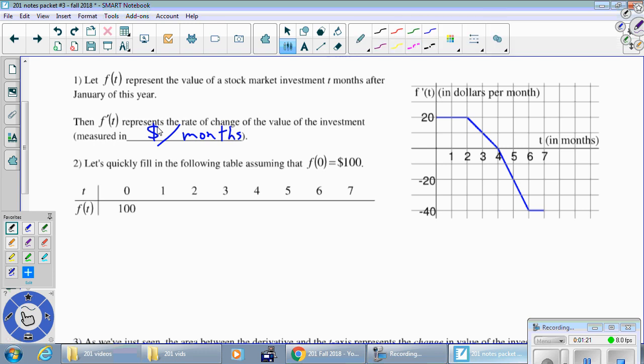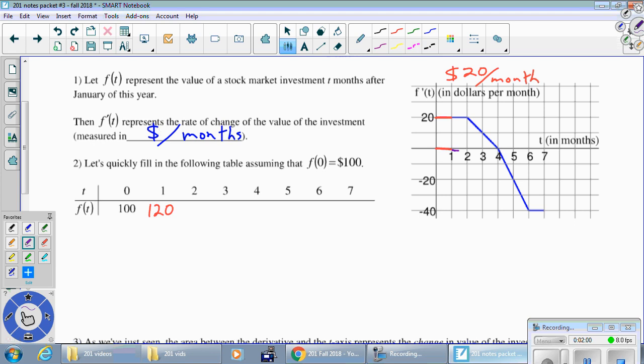So let's take a look at the very first month. In the first month, the stock market's value was changing at a constant $20 per month. And so if the value is changing at a constant $20 per month over the course of an entire month, then we have gained 20 bucks, right? It's just the value of the increase in our investment. It's just a constant $20 per month for a month. So we've gained $20. That brings us from 100 up to 120.